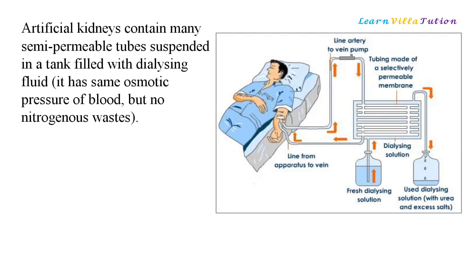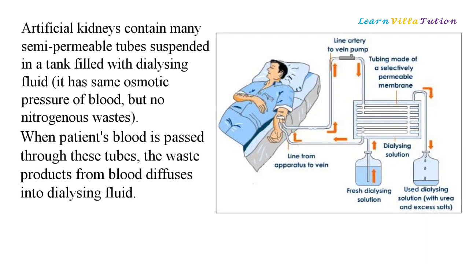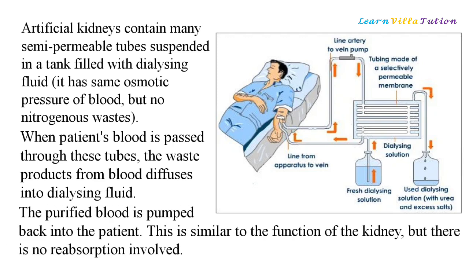Artificial kidneys contain many semi-permeable tubes suspended in a tank filled with dialysing fluid. It has the same osmotic pressure as blood, but no nitrogenous wastes. When the patient's blood is passed through these tubes, the waste products from the blood diffuse into the dialysing fluid. The purified blood is pumped back into the patient. This is similar to the function of the kidney, but there is no reabsorption involved.